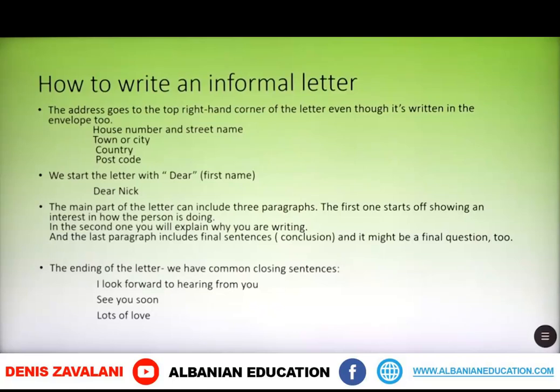The second step is we start the letter with dear, and we add the first name. Informal letters start with dear and the name of the person because we know who we are writing to. Then the main part of the letter can include 3 paragraphs. The first one starts off showing an interest in how the person is doing. Then in the second one, you will explain why you are writing. And the last paragraph includes final sentences, a conclusion, and it might be a final question too. And we end the letter with common closing sentences, like I look forward to hearing from you, see you soon, or lots of love. Which one you choose, it's okay.